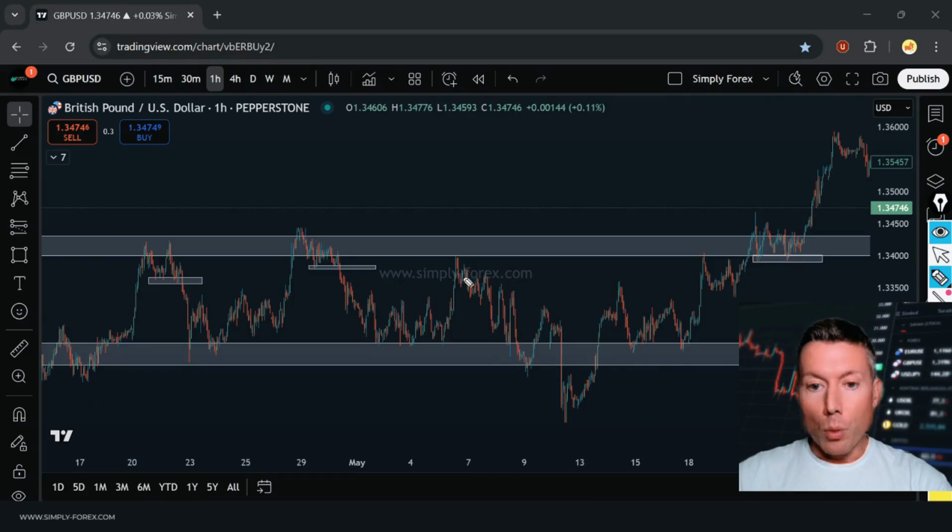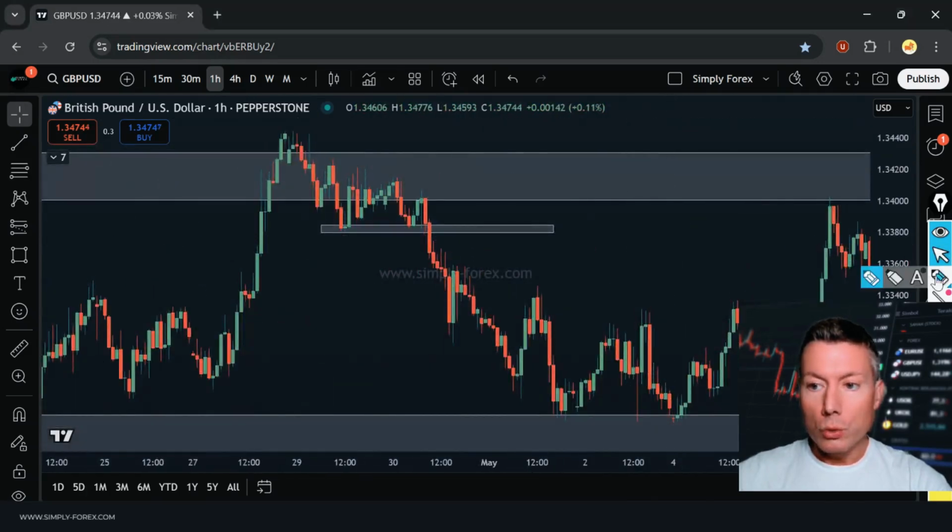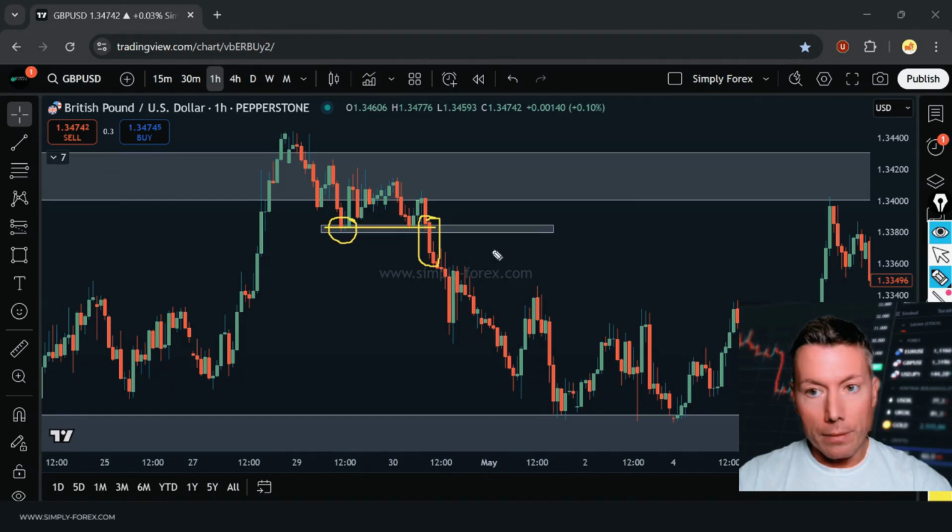The next important part, as we demonstrated, is that you do need to wait for a structure break. They call it a chock, like a chock ice, I don't know. But we do need a structure break. So when this low here is broken, we can take the trade. So: area of interest, structure break.